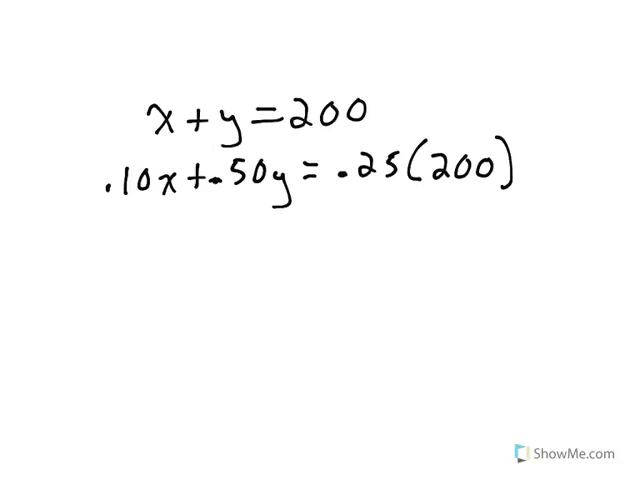Now notice we have decimals in our equation. If we don't like working with decimals, we can get rid of those by multiplying by 100. But first let's multiply out this 0.25 times 200. And that will give us 0.10x plus 0.50y equals 50. Our first equation did not change.